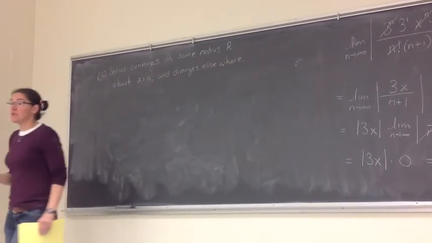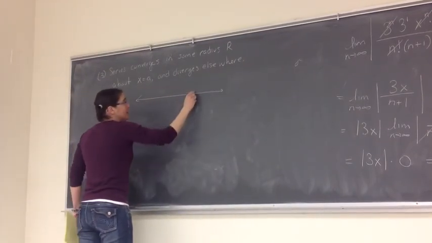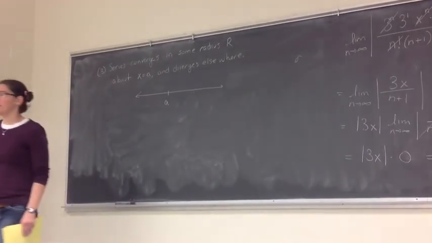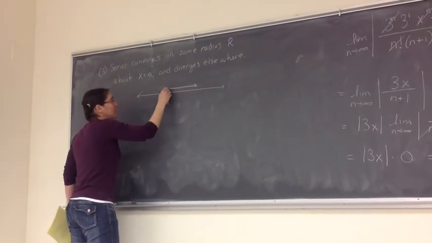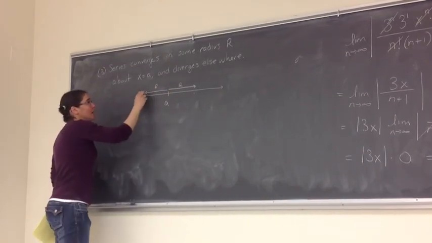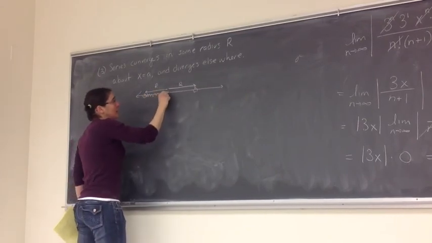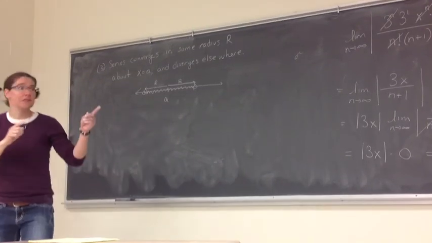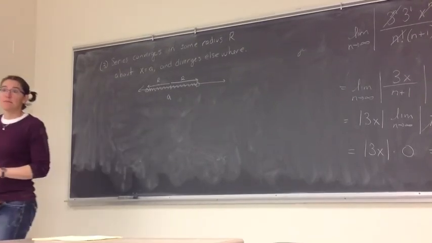And so what I imagine in my head for this one is that I have a number line, and here is a on the number line, and there's some distance away from a going to the left and to the right, that's a distance of r, and our series converges everywhere within that interval, within that radius of r to the left and to the right of our center, and then outside of that interval the series diverges.